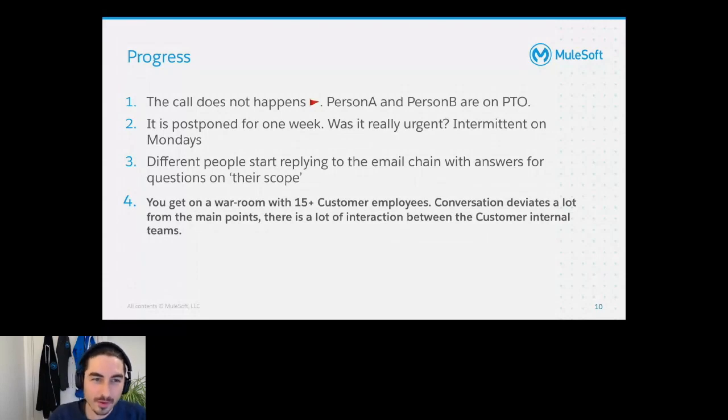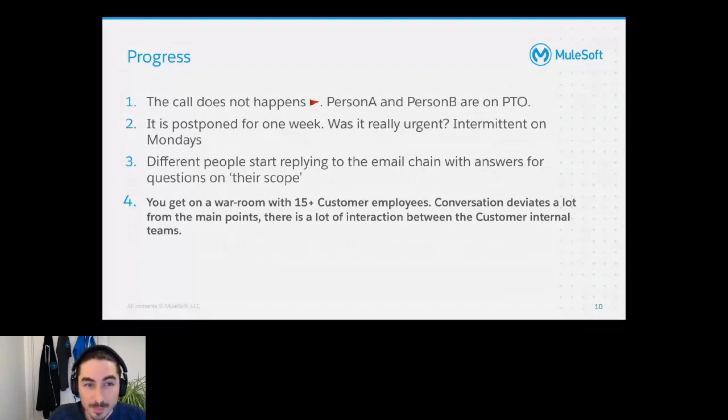You are 1 hour away from this very important call, and you get an email saying that person A and person B are on PTO and the call won't be possible. So again, it's postponed for one week. So was it really urgent? It's still an intermittent issue happening on Mondays on production. That's the information you have.